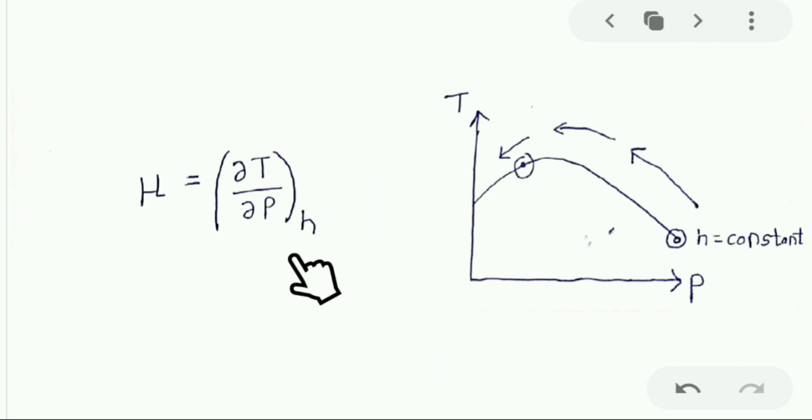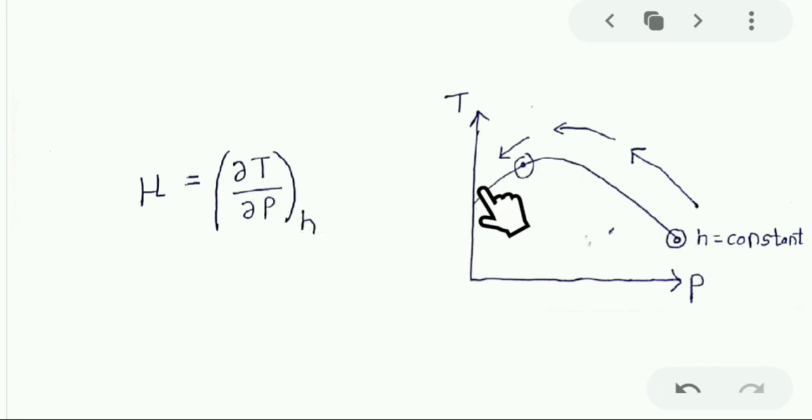Okay, so we'll move on. The Joule Thomson coefficient, mu, is equal to del T by del P at constant H. Constant enthalpy. Change in temperature upon change in pressure. Seems like this is something like a slope, right? So I will plot it.